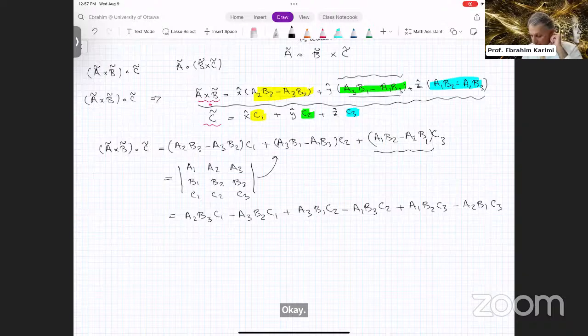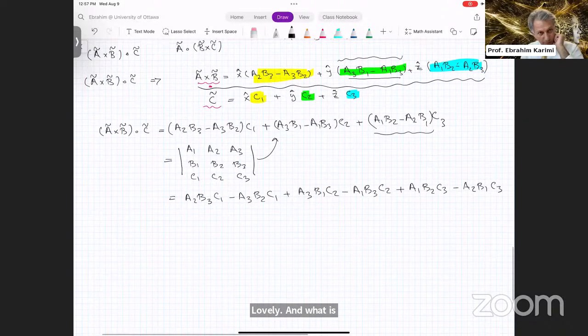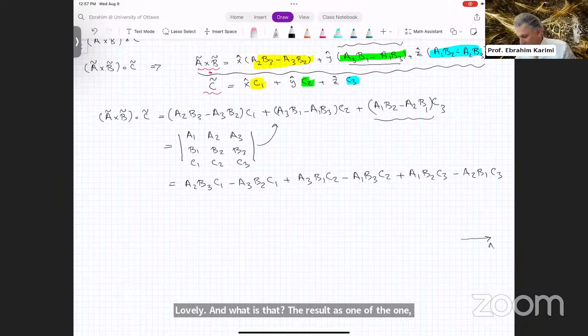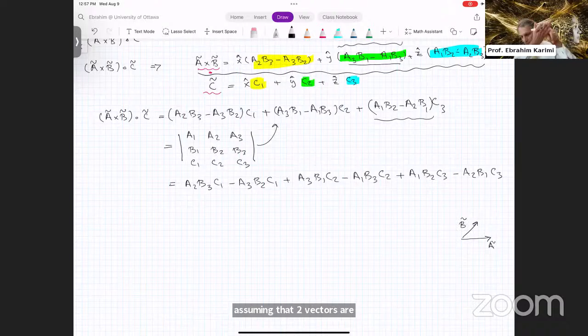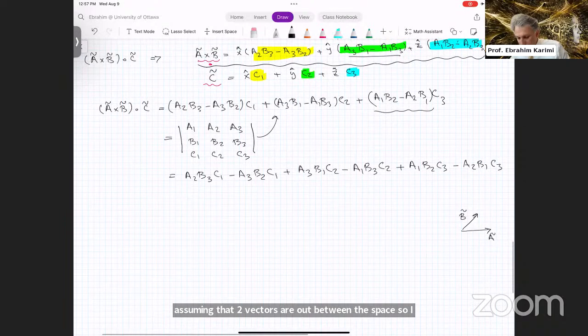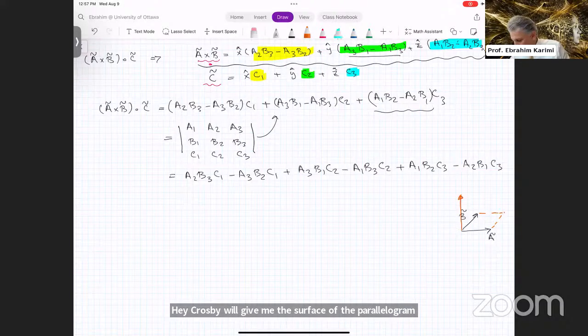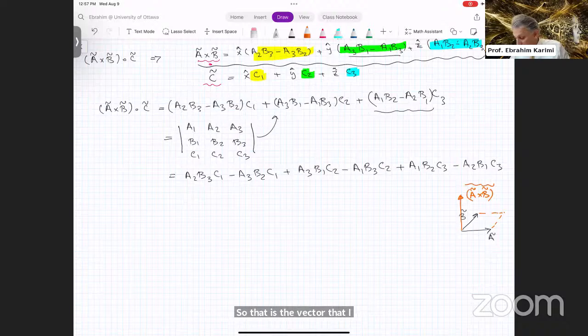Lovely. And what is that the result of, as one of the attendees mentioned? If you assume that the two vectors A and B lie in a surface, let's say in a plane, assuming that the two vectors are arbitrary in space, so I will assume the plane which is passing through them. Then A cross B will give me the surface of the parallelogram, which is essentially this vector, A cross B. The magnitude of that is equal to the surface that I have here.